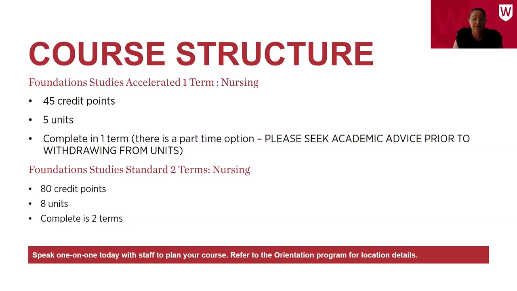Unfortunately, for our two-termers, there is not a part-time option. The only way you could do a part-time option is that it would run over 2 years, which means you wouldn't have the potential to start university until 2023. Okay, so unfortunately, our fast track people are the only people who can drop down.